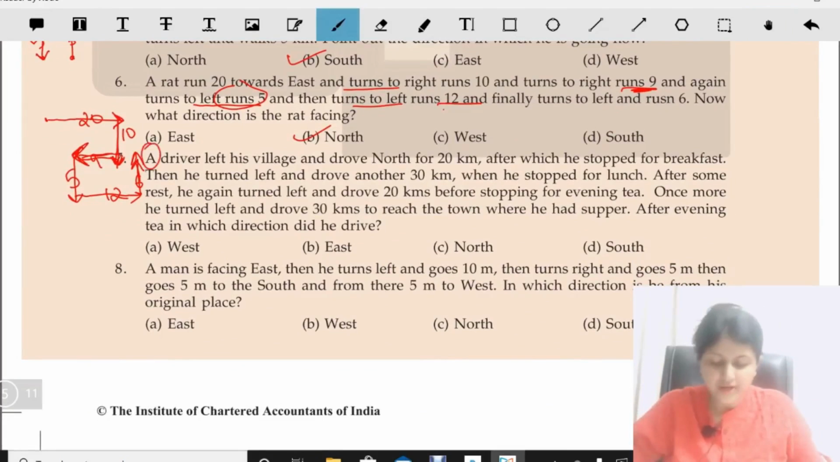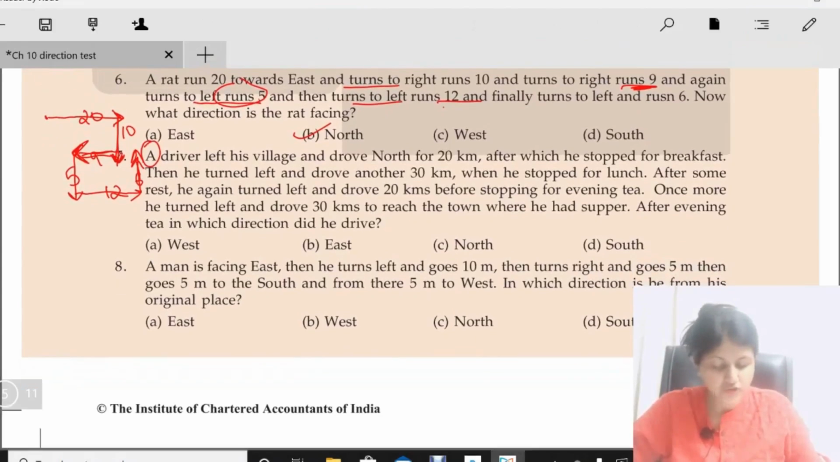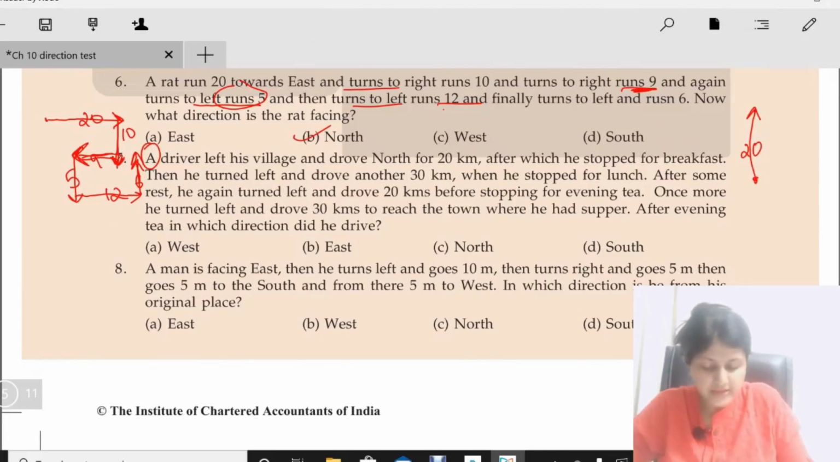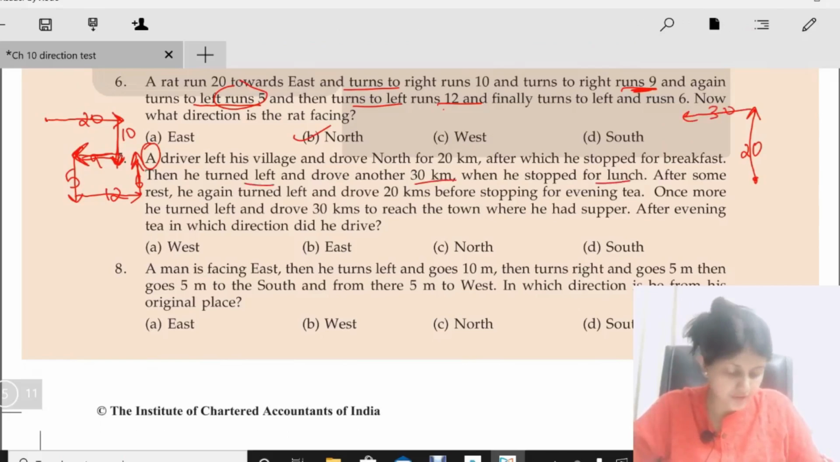We are reading this question. A driver left his village and drove north for 20 kilometers. After which he stopped for breakfast. Very good. Then he turned left and drove another 30 kilometers, where he stopped for lunch.